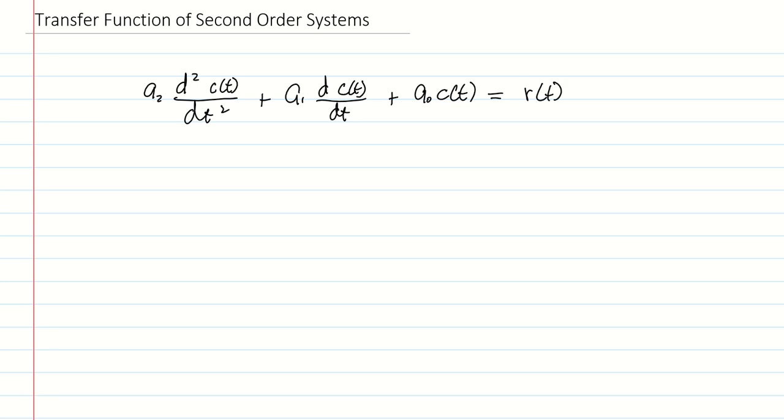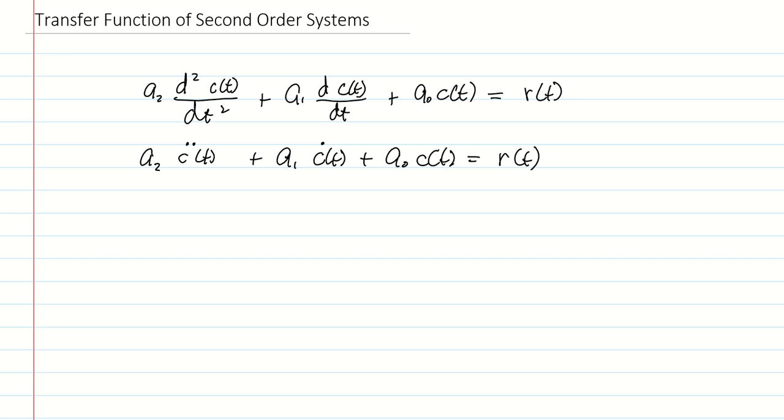We can also rewrite this. If you look at other references, instead of writing the second order derivative, they use the double dot notation. This means a second order derivative: a2 c double dot plus a1 c dot plus a0 c is equal to r of t. Some also use prime, c double prime. It means second order derivative, all the same. So let's say this is our general form for a second order system.